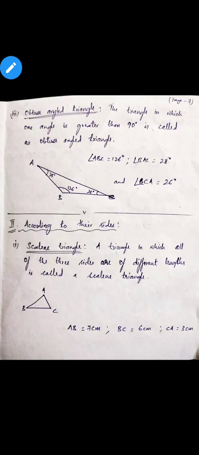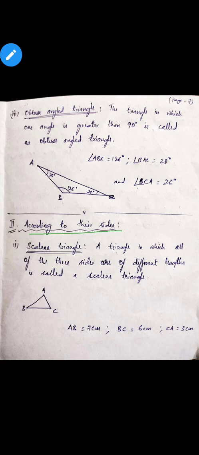And the third one is obtuse angle triangle, a triangle in which one angle is greater than 90 degrees. Here we should remember greater than 90 degrees is called obtuse, O-B-T-U-S-E, obtuse angle triangle. One angle is always greater than 90 degree. Here it is 126. So this is an obtuse angle triangle. And also according to their sides, there are three types.